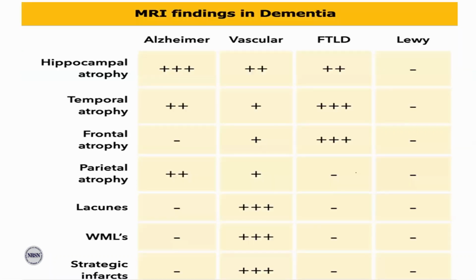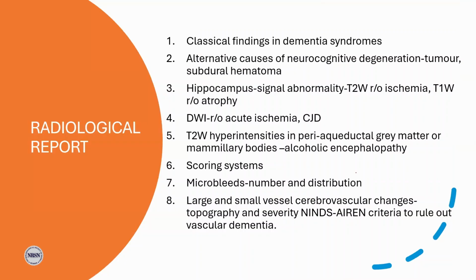So MRI findings in dementia: hippocampal atrophy is seen more in Alzheimer's, temporal and frontal atrophy is seen in frontotemporal lobar degeneration, parietal atrophy is seen in Alzheimer's using the GCA score. The lacunar infarcts are seen more in vascular dementia, as are white matter lesions and strategic infarcts.